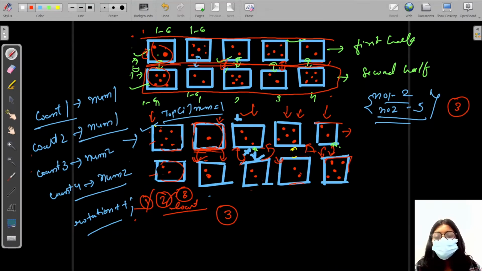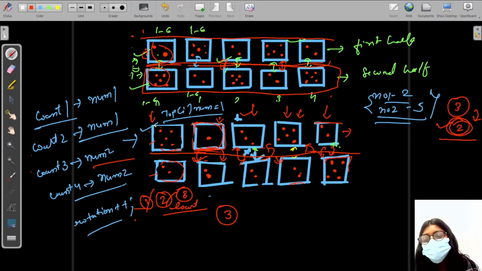Previously I got 2 rotations to make my top of I equal to 2, right? Here I got 3 rotations and previously I got 2 rotations. So I will consider these 2 rotations, because if I made my top half to contain number 1, I needed only 2 rotations, so I will return this answer. But this is only the answer when I want to make my top half as number 1 or my bottom half as number 1. This is the minimum of both the answers.